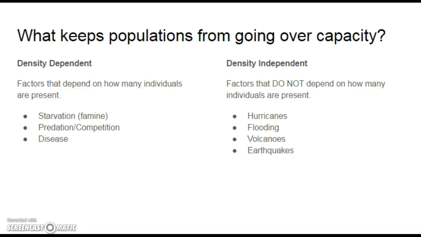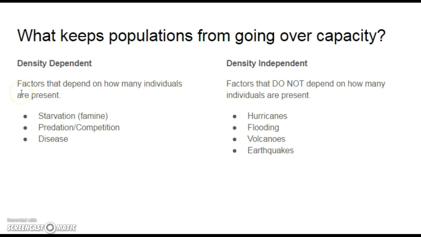What keeps populations from going over carrying capacity? All populations stay around carrying capacity, or there's something that keeps them in check. It's called a feedback system. There are two types, and we've gone over these: density dependent and density independent. If you look at the words density dependent, these are factors that depend on how dense the population is, based on the wording. Basically, these factors come into effect when there are a lot of people.